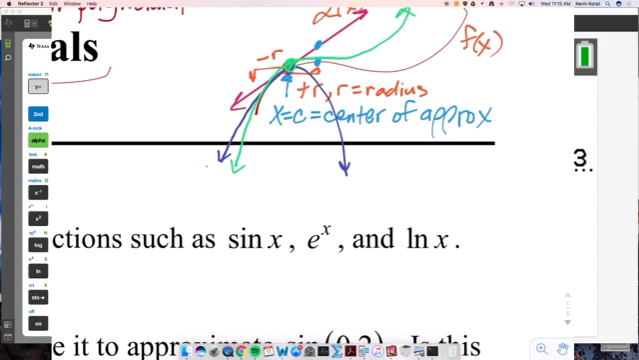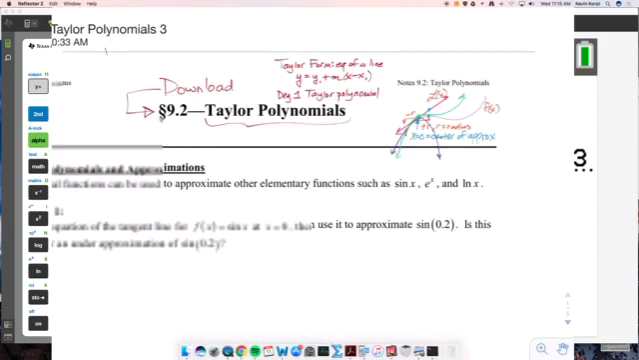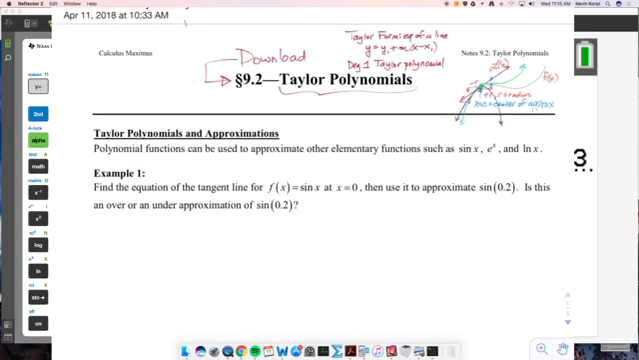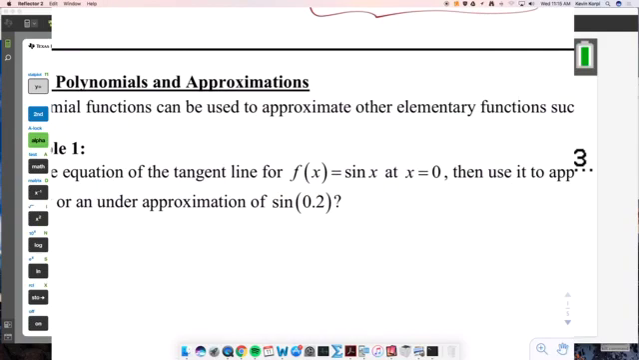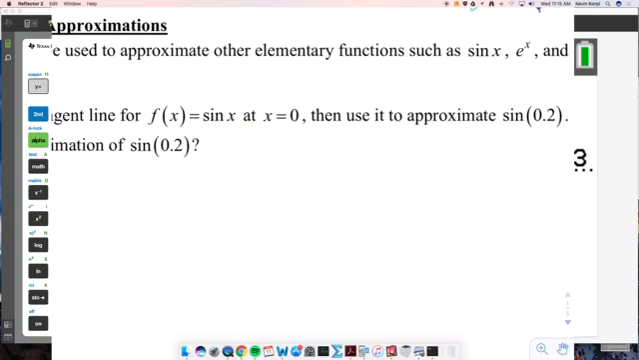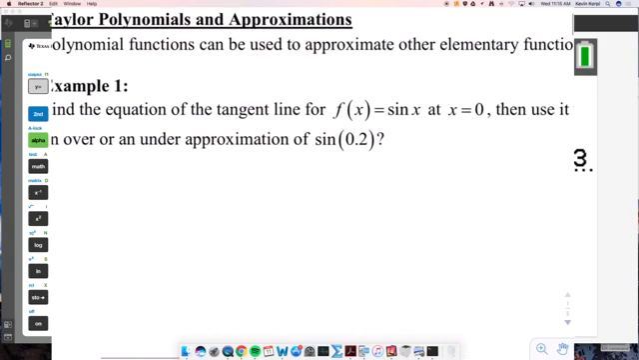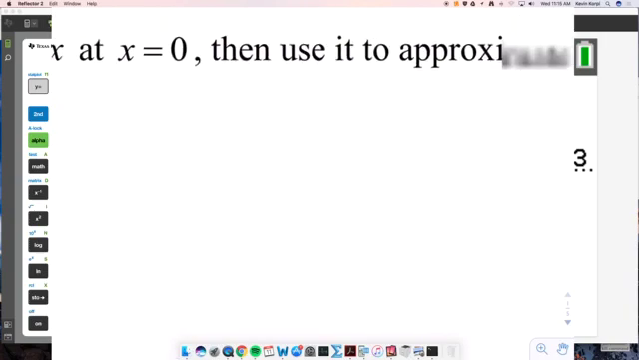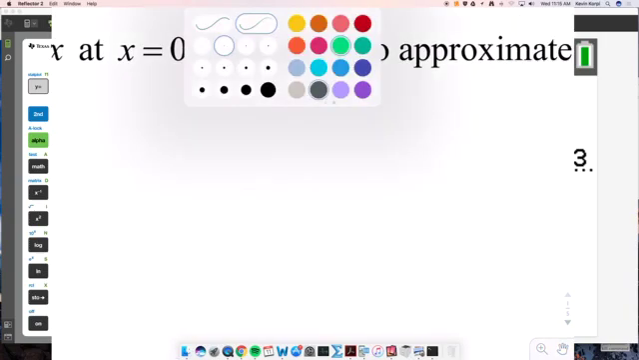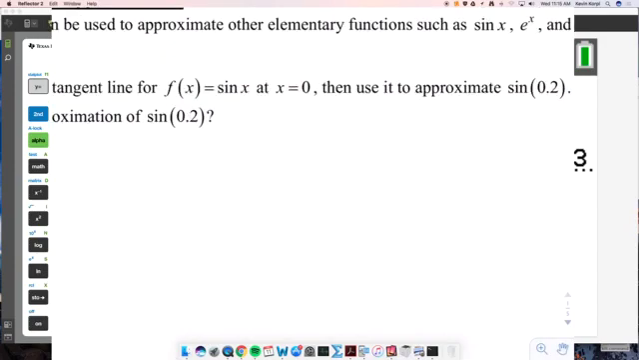So to motivate that, let's look at example 1. It says, find the equation of the tangent line for f of x equals sine of x at 0, and then use it to approximate sine of 0.2. Is it an over or an under approximation? So this is a review. Y'all go ahead and do it. I'll catch up with you. I'm going to go ahead and sketch the graph so I can talk about it graphically while y'all do y'all's computations. Ready, set, go.